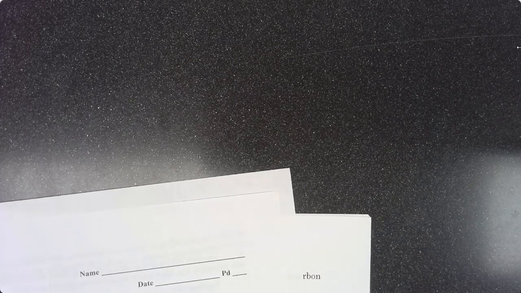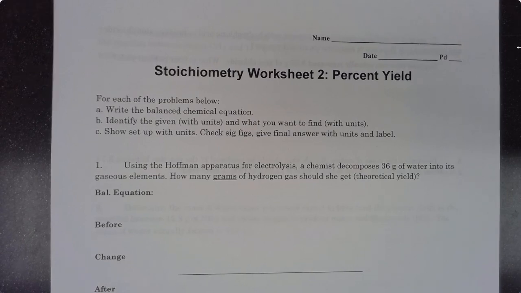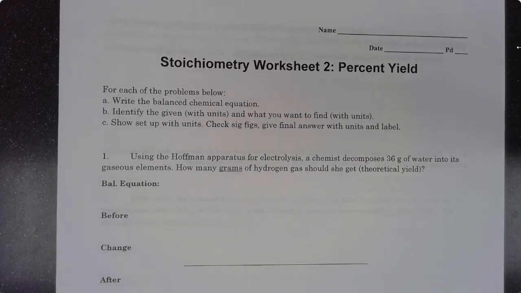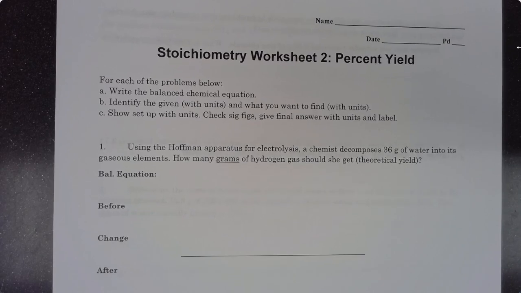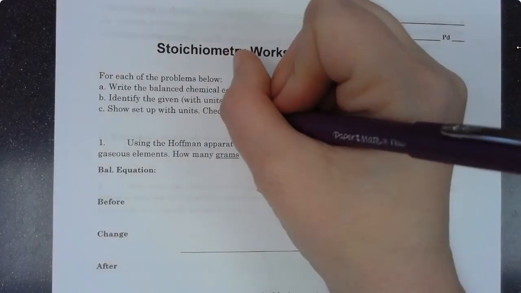Okay, so what we're going to do tomorrow, because you guys have some time here, is work on this worksheet number 2. We can't do the lab from home. Oh, I forgot it's Wednesday. Okay, so the instructions say write the balanced chemical equation. We know how to do that. Identify the given with units and what you want to find with units. Show your setup with units, and then it has stuff like check sig figs.